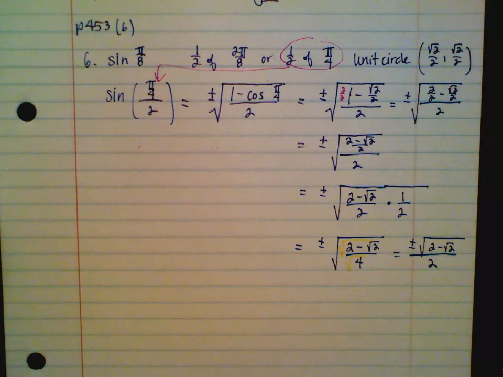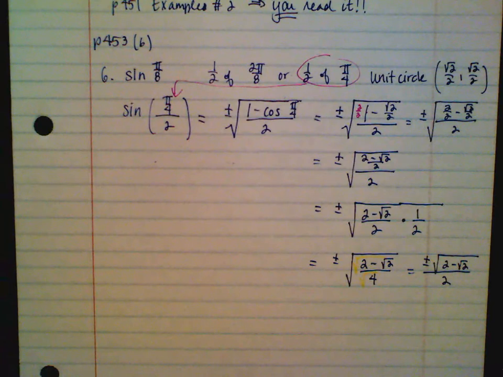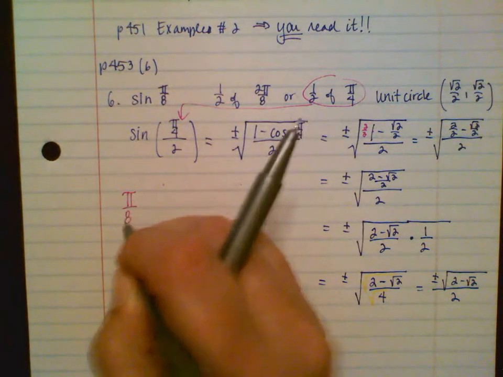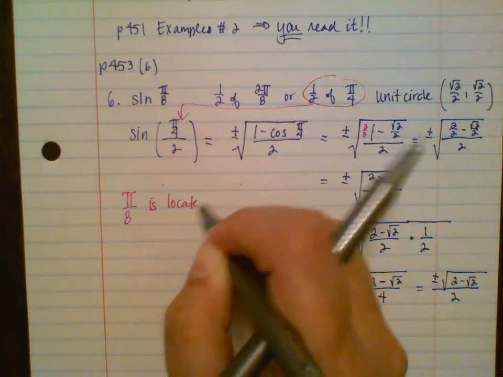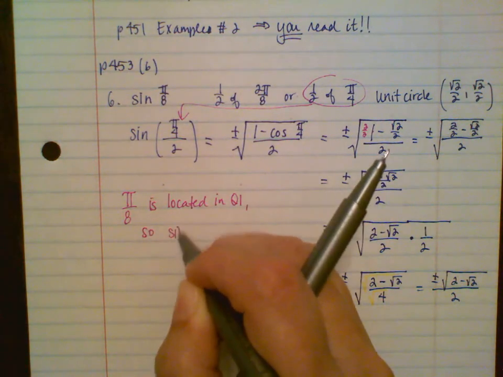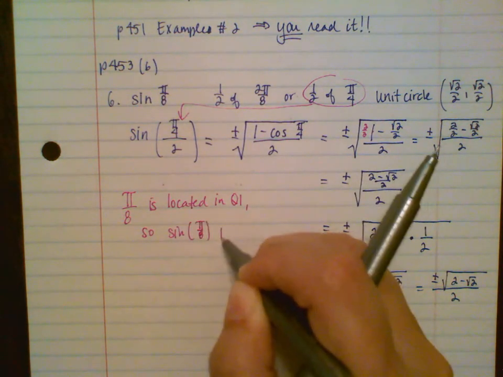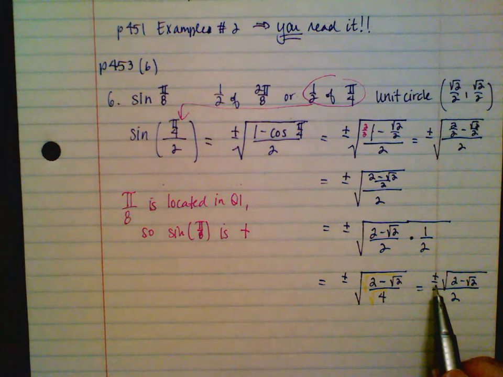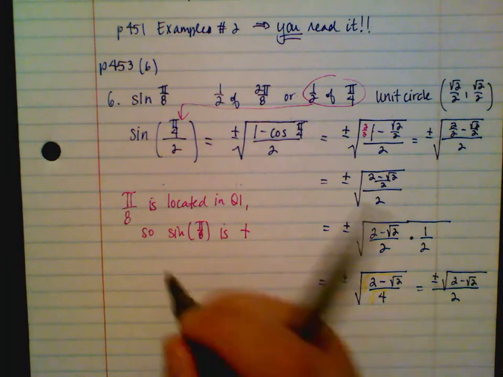Okay. Now, yes. So I was wrong. I do have to consider a positive or negative case. Oh gosh, this takes me a minute. All right. So where is pi over 8 located? Pi over 8 is located in quadrant 1. So the sign of pi over 8 is positive. So when I report my answer, I only consider the positive case.